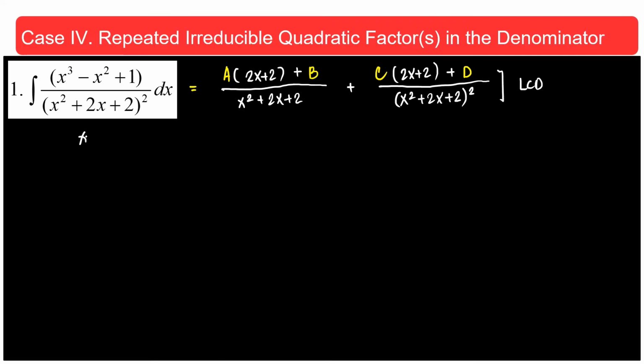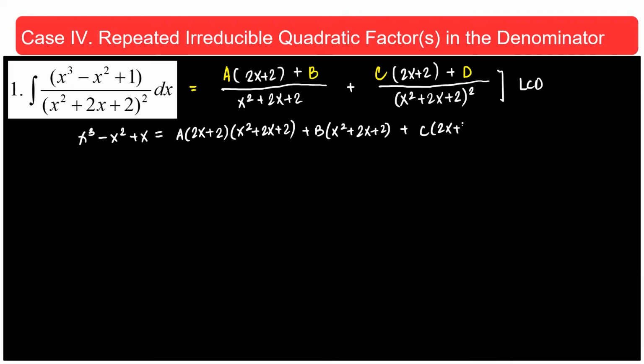You'll have x cubed minus x squared plus 1 is A times 2x plus 2 multiplied by x squared plus 2x plus 2. B, x squared plus 2x plus 2. C is 2x plus 2 only. D, there's nothing because I multiply everything by the LCD. The thing is, for letter A, it's not yet fixed.